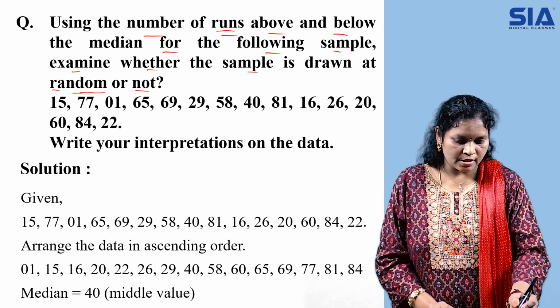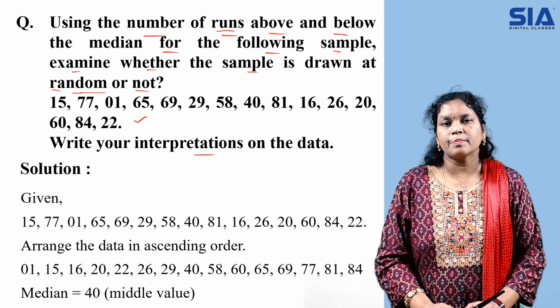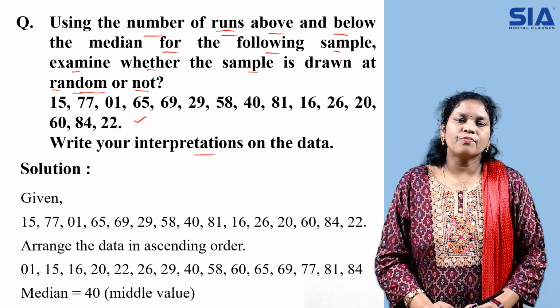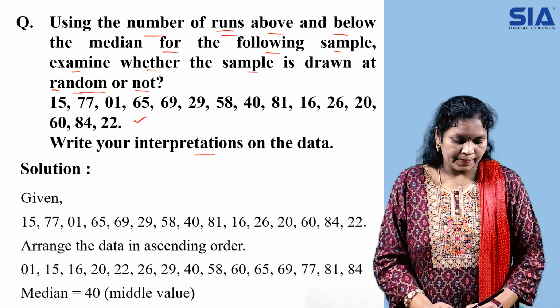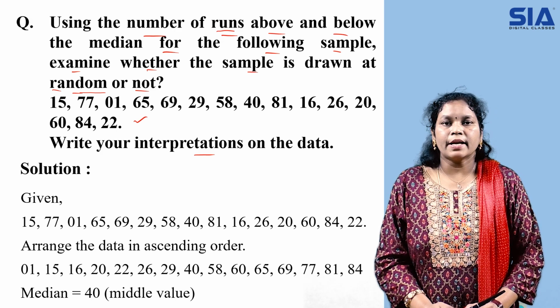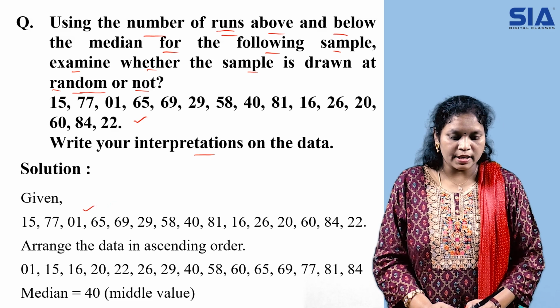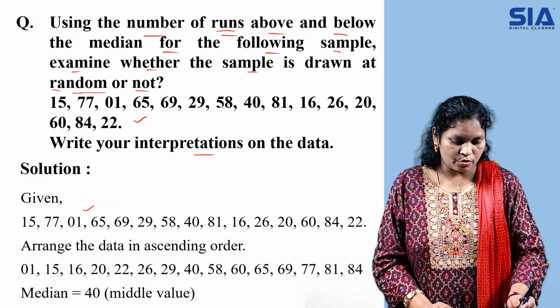So let us check it out. This is the data we have here, and write your interpretations. Interpretation is nothing but drawing the conclusions out of it. So let us go for obtaining the conclusions using the run test. First of all, we need to write down the given data. So I have written all the given data as it is. I did not do anything; I took the data from the question as it is and wrote it here.